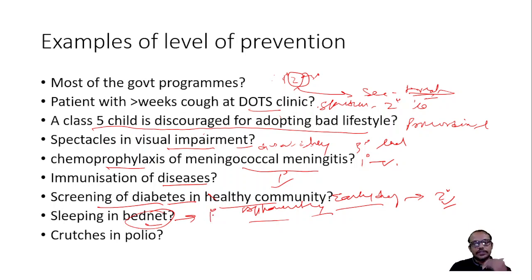So there are some catchy words which you have to remember. Early diagnosis and treatment: secondary prevention. Specific protection, health education: primary level of prevention. Health education very early in life is the primordial level.